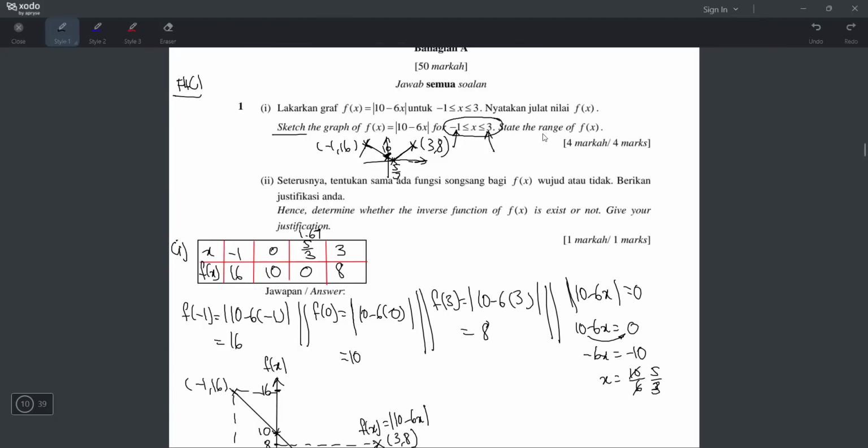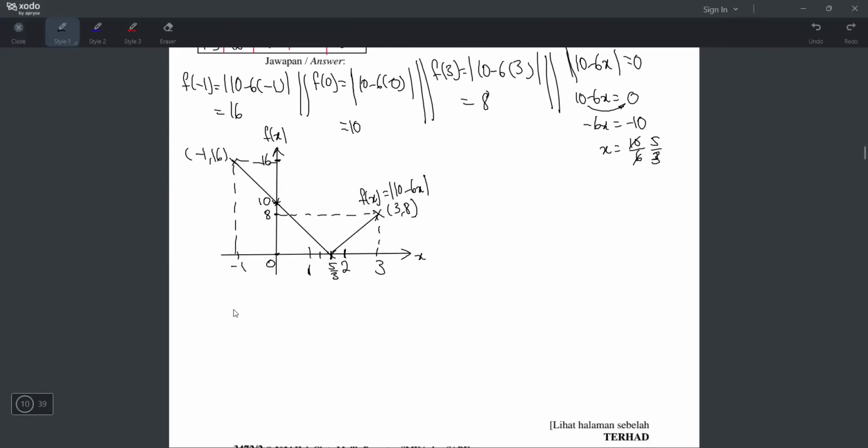Okay, but then they say state the range of f(x). Cari julat nilai f(x). Nyatakan julat. Okay, what is the range of f(x)? It means you have to look at the y-axis and write down the limit for the y-axis. Limit means you write down the restriction. So you can see the range is actually from here to here.